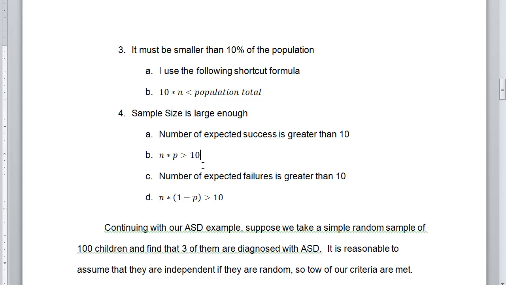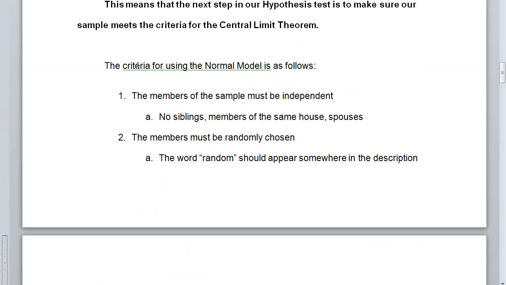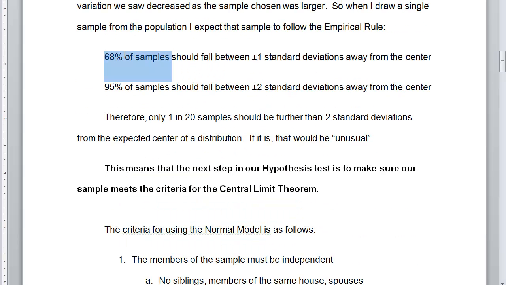And then, of course, the number of expected failures also has to be greater than 10. And so, remember, failures is 1 minus p. So if I take the number of yeses away from the total number, that would be the number of no's. And so the sample size times the expected number of no's also has to be greater than 10. If these 4 things are met, then the criteria for using the normal model is met, and then the empirical rule is going to be in play. And then I can say whether something is going to be unusual or not.